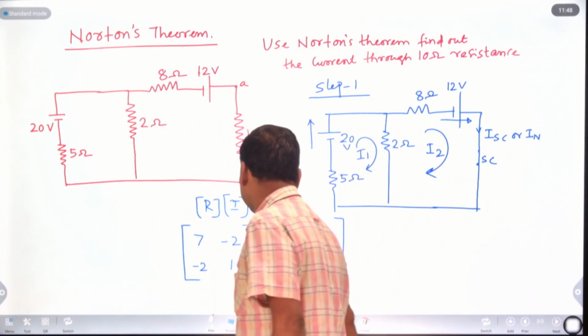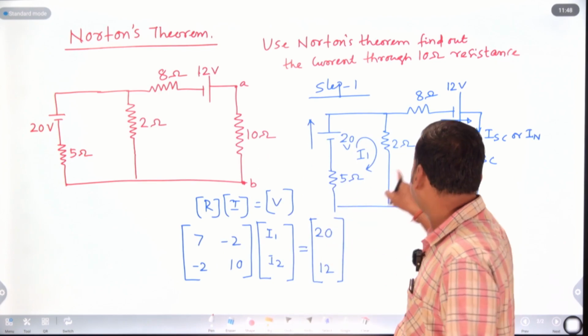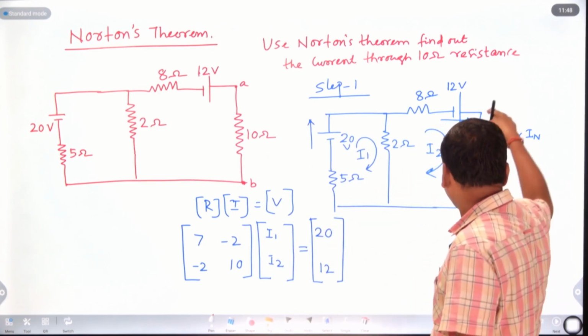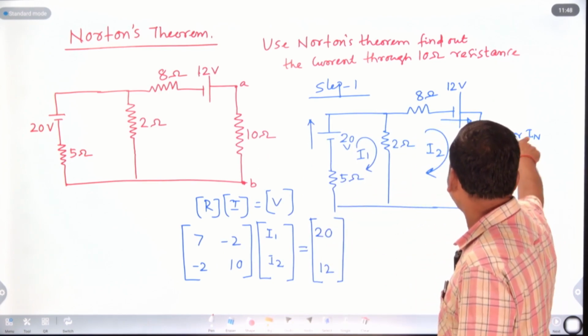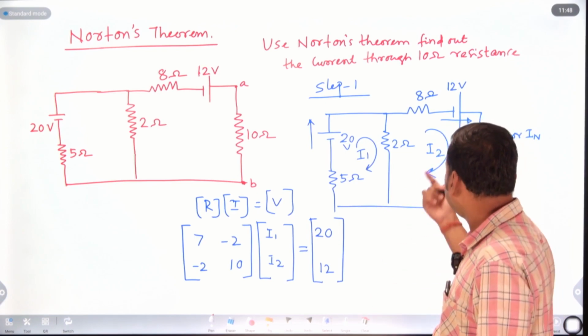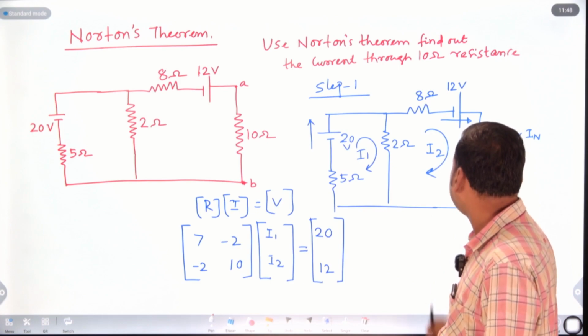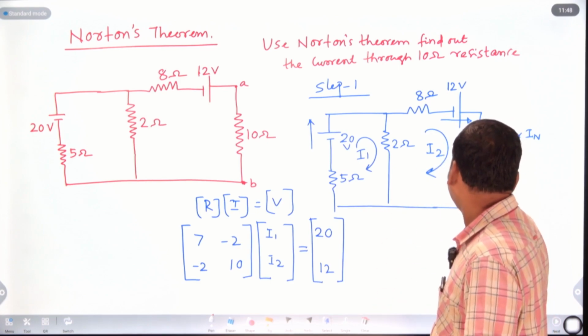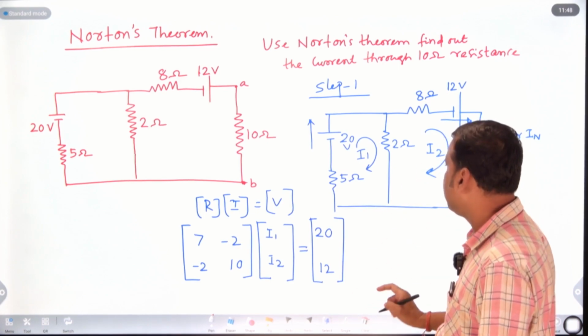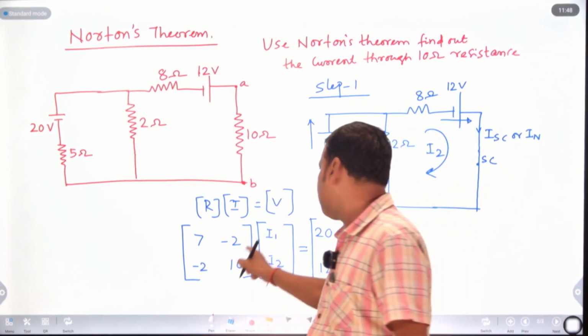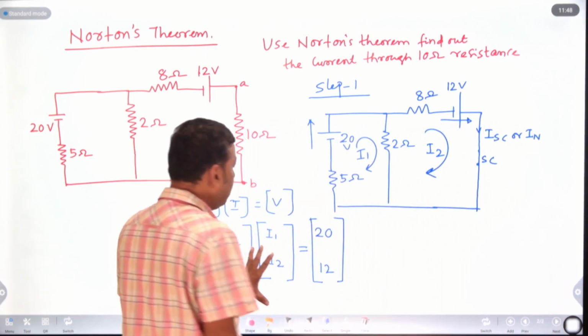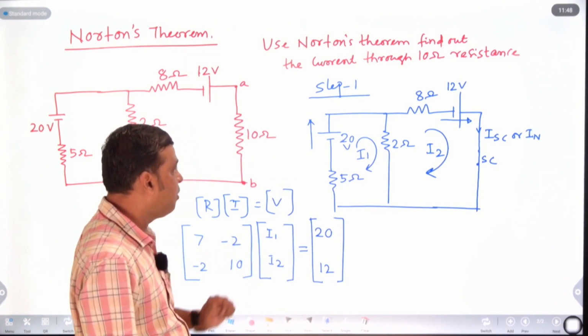Once the resistance matrix, current matrix and voltage matrix are formed, R into I equals V. Then our intention is to calculate the loop current I2, because the short circuit current ISC is the same as IN. So directly we will calculate I2. How to calculate ISC or IN, that is I2? By using Cramer's rule.